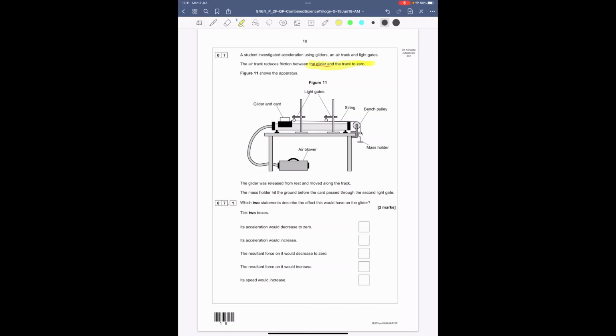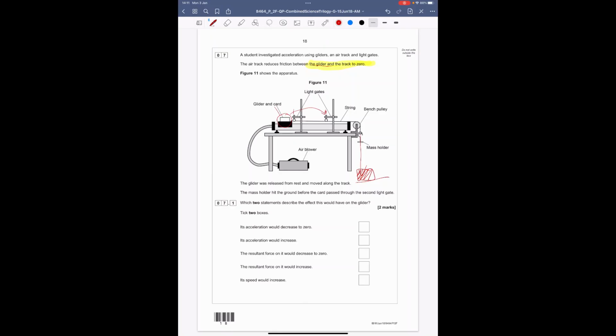So you've got the glider and the card here. You've got the light gates, the start one and the finish one. You've got the string pulling it along. You've got a bench pulley and you've got a mass holder. The glider was released from rest and moved along the track. The mass holder hit the ground before the card passed through the second light gate. So when the mass pulled it down and then pulled the card along, it had already hit the ground before the card had actually managed to go through the second light gate.